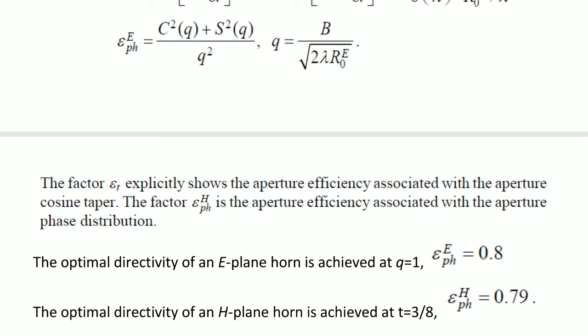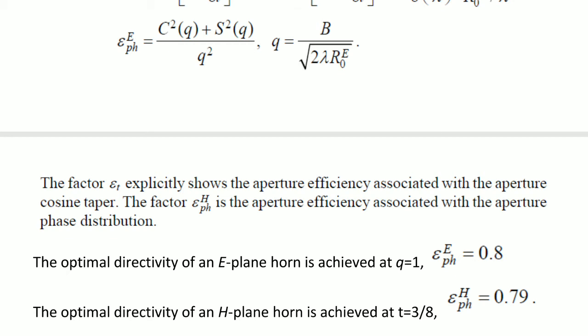We can see the factor E_t explicitly shows the aperture efficiency associated with the aperture cosine taper. The factor E_ph is the aperture efficiency associated with the aperture phase distribution. So this is the basic difference between epsilon t and epsilon ph: E_t shows the aperture efficiency associated with the aperture cosine taper, so this is the tapering efficiency, epsilon t, and the next factor, epsilon ph, is the aperture efficiency associated with the phase distribution.